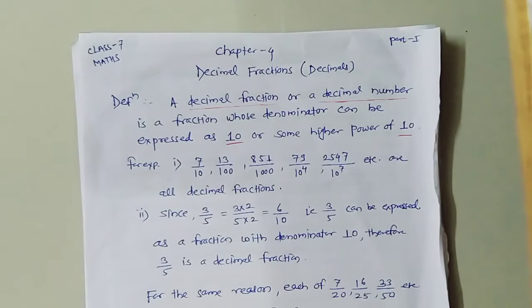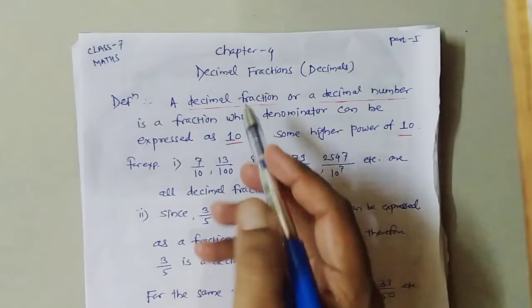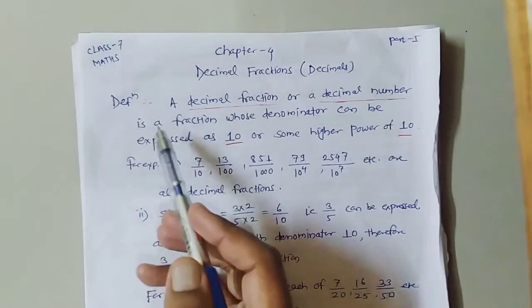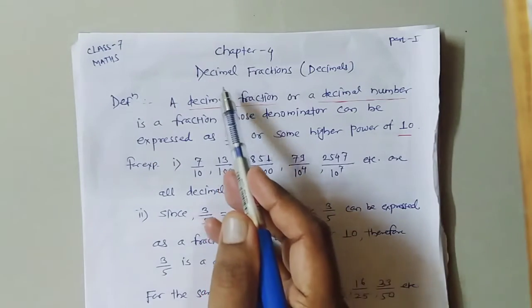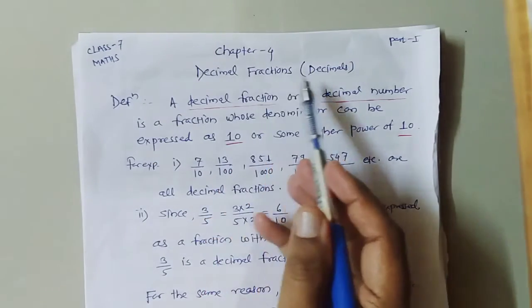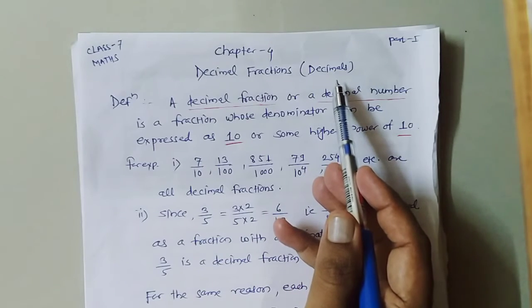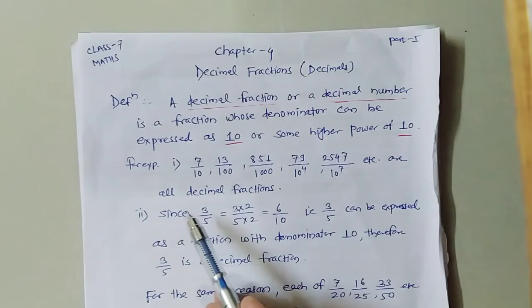Good morning, students. Today we'll start chapter 4 of class 7. The name of the chapter is decimal fractions, in brackets decimals. First we'll see what is meant by a decimal fraction or decimal number.